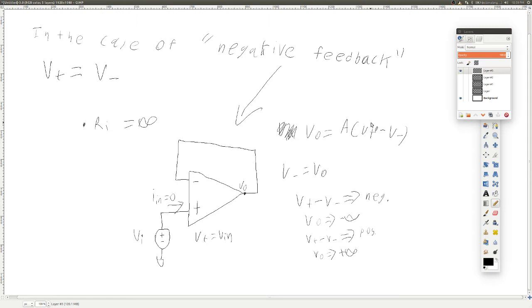If you're a more advanced circuit designer, there are cases where positive feedback could actually be useful. But for anything you guys are starting with, you don't want to touch positive feedback.